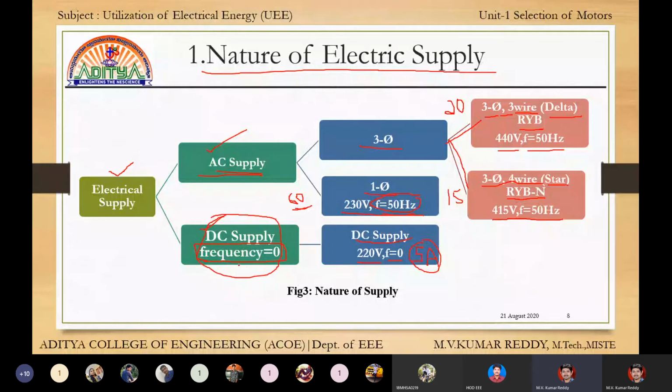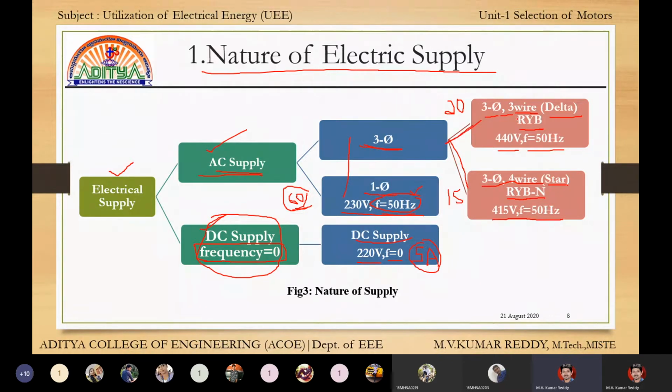DC supply has a frequency of 0. AC has a standard frequency of 50 Hz. The 50 Hz standard is in India, and the 60 Hz standard is in foreign countries. AC supply is of two types: three phase and single phase. And in three phase there are two types.